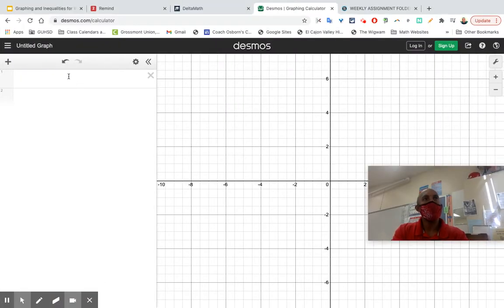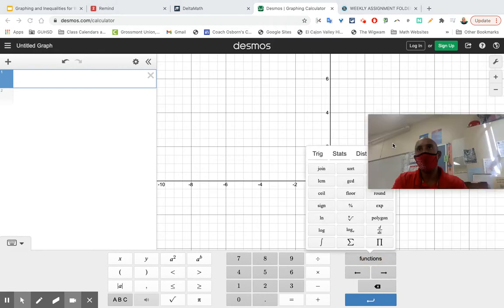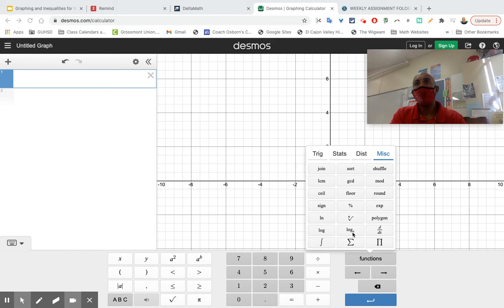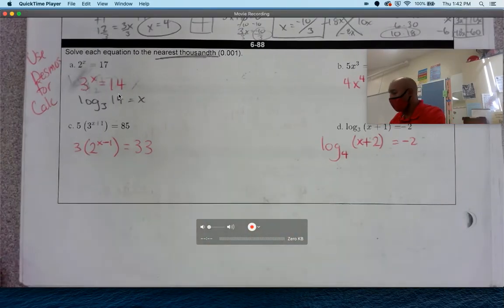All right, so here, again, I need that base. So I'm going to click function, move my head out of the way. And I need this one so I can change the base. So log base 3, 14. All right, so 2 point 4. So remember, to the nearest thousandth. So 402, there's the thousandth. I look to the right, it's a 1, so it's just 2.402.